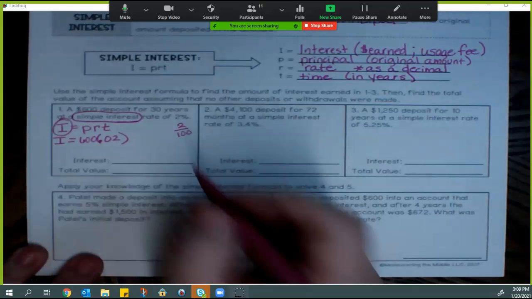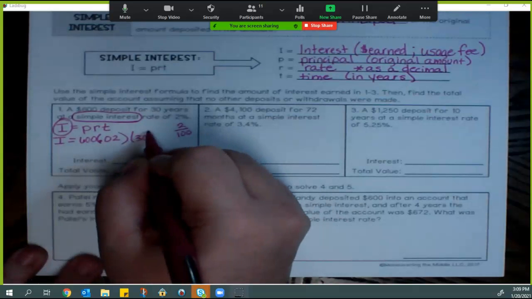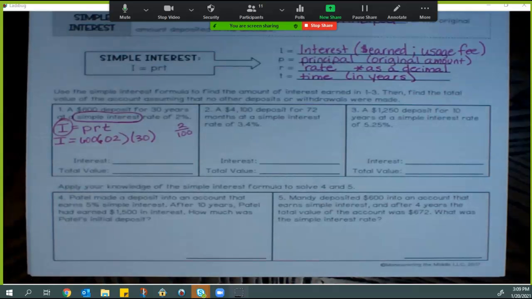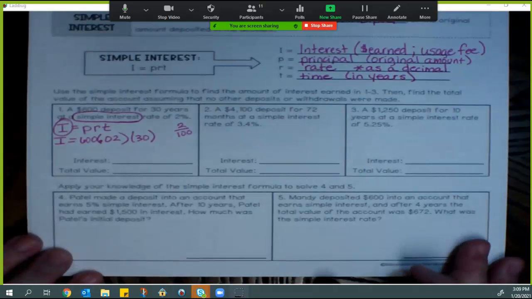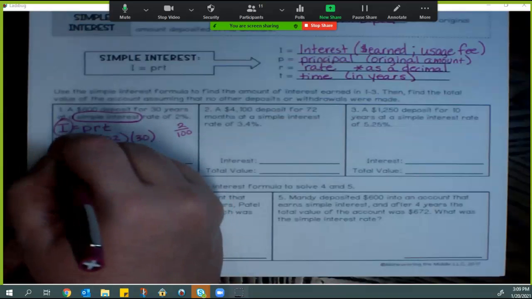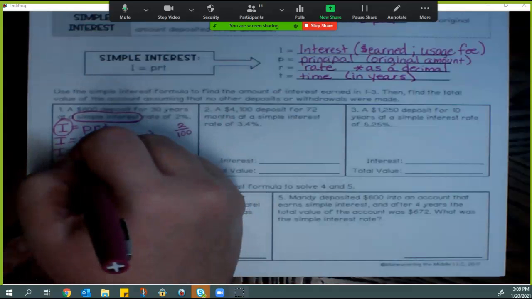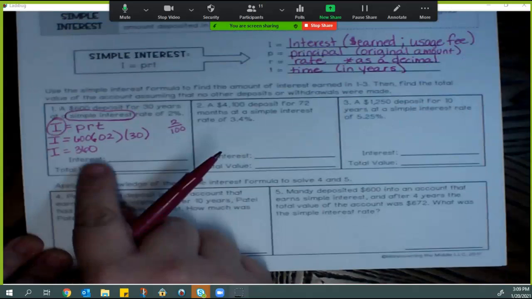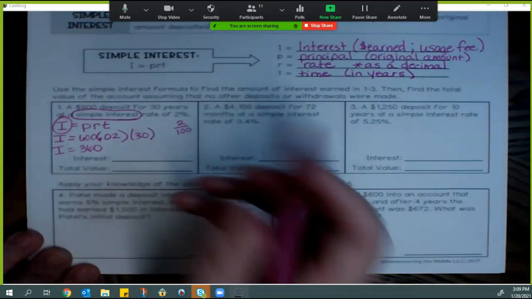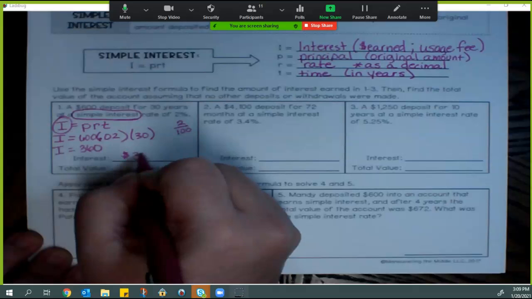And then how many years? So that means that person put $600 in a bank account and didn't touch it for 30 years. How much free money are they going to earn? How much interest are they going to earn? Multiply it all together. He said 360. Do y'all agree? I would agree, 360. So the interest in dollars, $360.